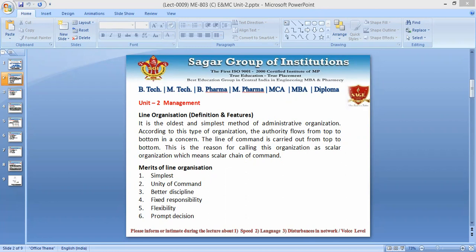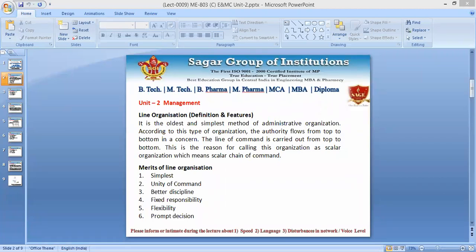Now, the first one was the simplest, and the second is the unity of command. Unity of command means command will come from one boss only. Otherwise, what may happen if there are a number of bosses, more than two, is that you won't be getting a single command at a time. You may get a number of commands at the same time.